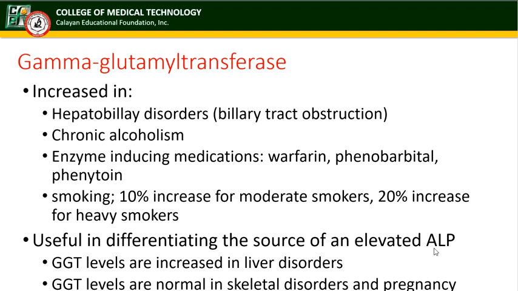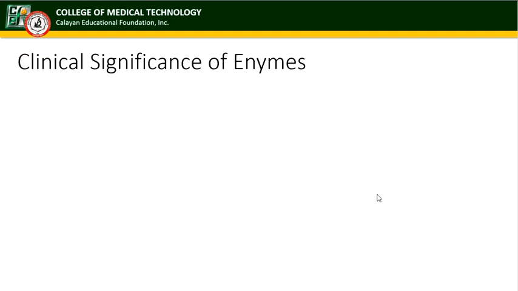Halimbawa nga, mataas yung ALP. Since ALP natin distributed din, pwede mo siyang bigyan ng follow-up na tests. So papahabulan mo ng GGT. So yun nga, kapag mataas ang GGT, possible source of elevated ALP is the liver disorders. Kapag naman normal yung ating GGT levels, then the ALP is skeletal or placental ALP isoenzymes.